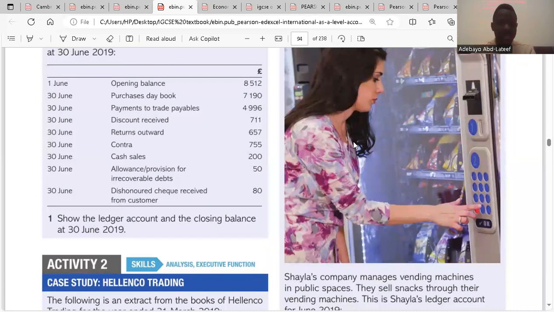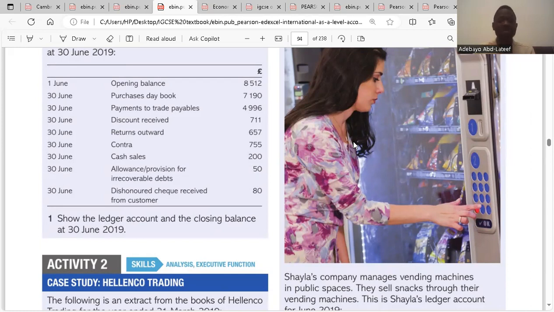Cash sales is on the sales ledger control account, so it's not going to be part of the items prepared there. Then we have allowance for provision for irrecoverable debt. This is for credit customers, so it's not going to be part of our trade payables control account. Dishonored check received from customers. These are from customers. We're talking about our suppliers. So dishonored check is not going to be part of our trade payables control account.